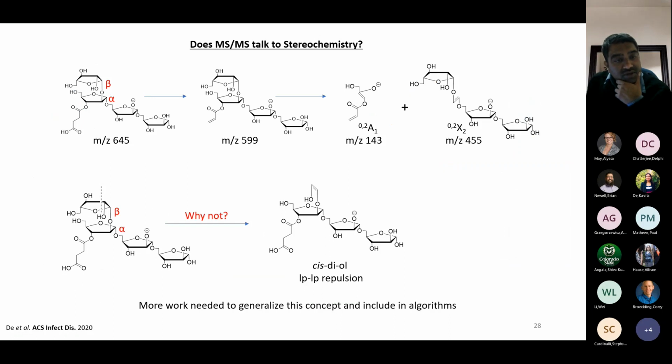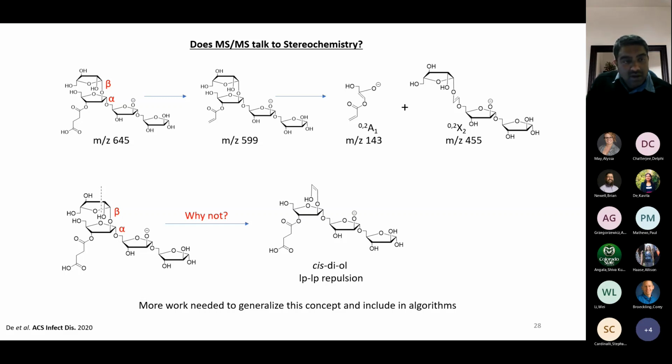Now, does MSMS talk to stereochemistry? This is a huge question. If you ask any traditional analysts who are used to analyzing with old mass specs, they would say no, you cannot connect stereochemistry with MSMS. Now you see, we have this particular connection where this is alpha and this is beta, and I am showing that this fragmentation happened to the alpha and not the beta.